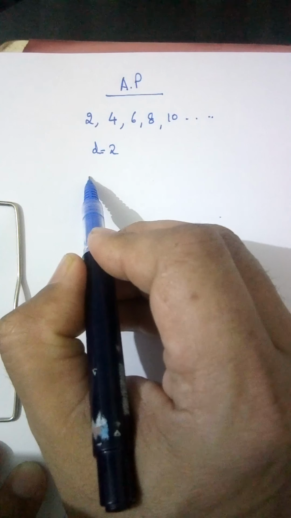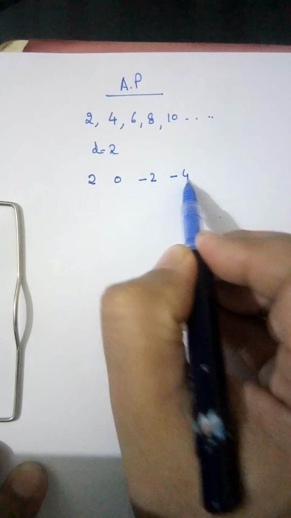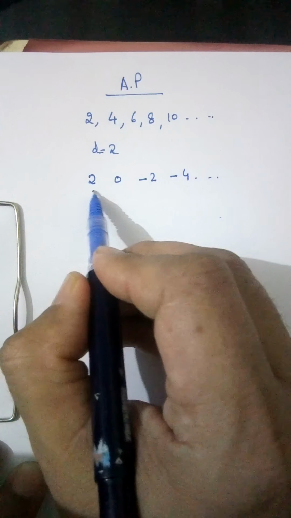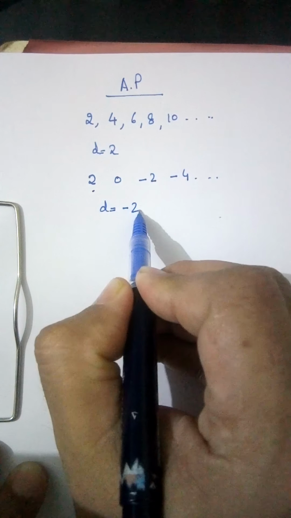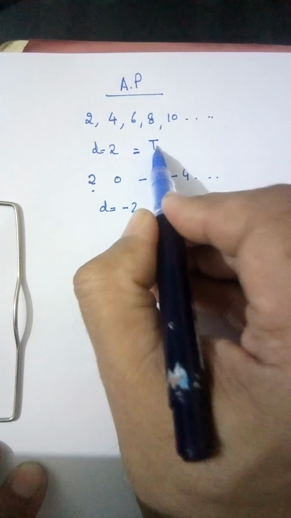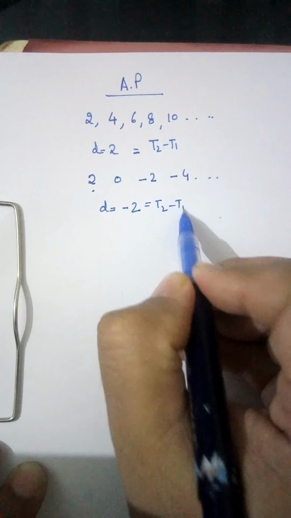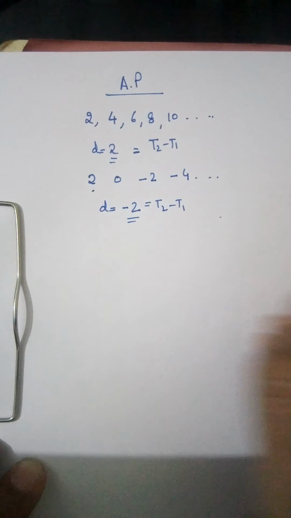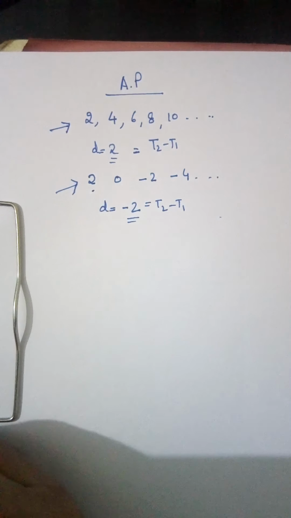Consider another series 2, 0, minus 2, minus 4. Each term is decreasing by 2. So here the common difference will be minus 2. That means what am I doing? Second term minus the first term. That is why this difference is coming as 2 and minus 2. So the first is an increasing AP, and this is an example of a decreasing AP.